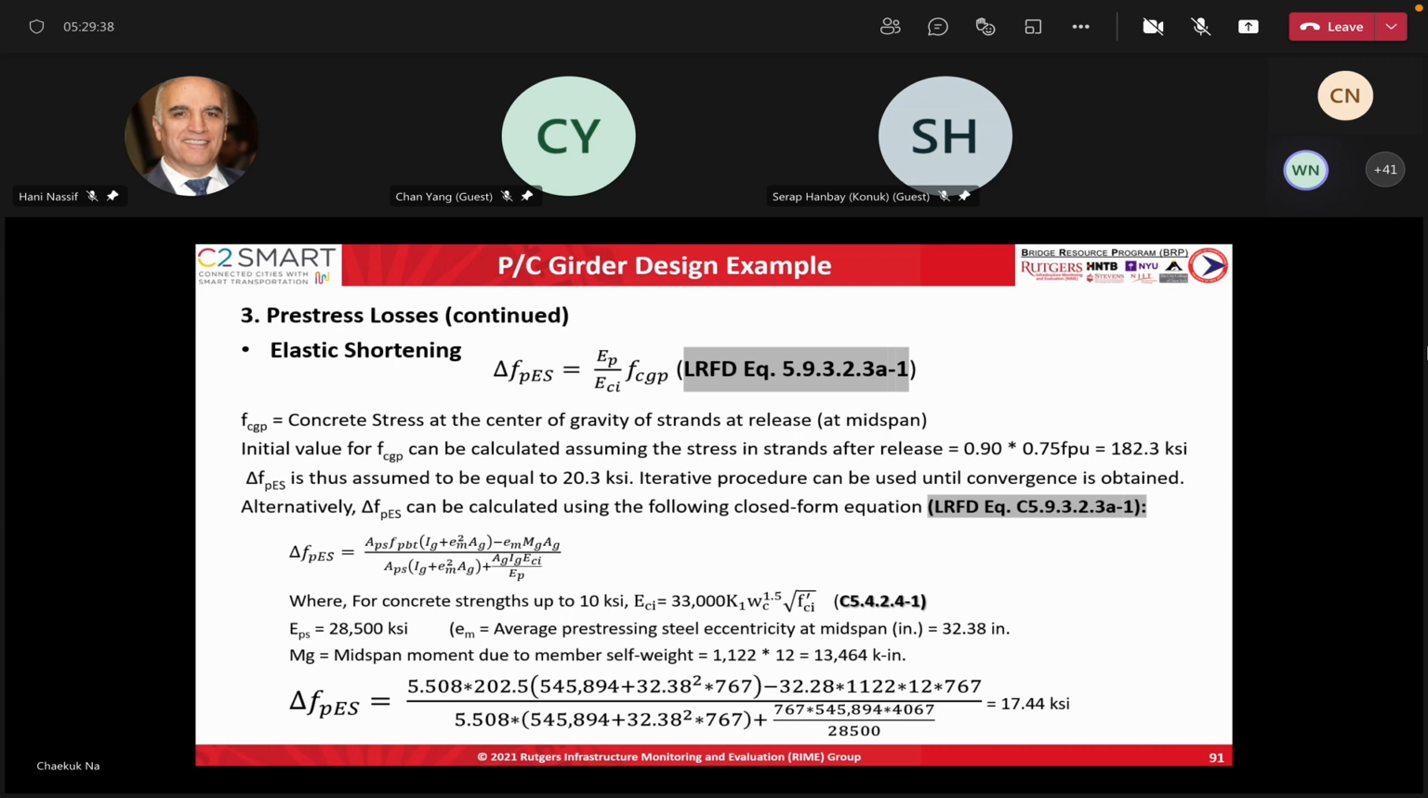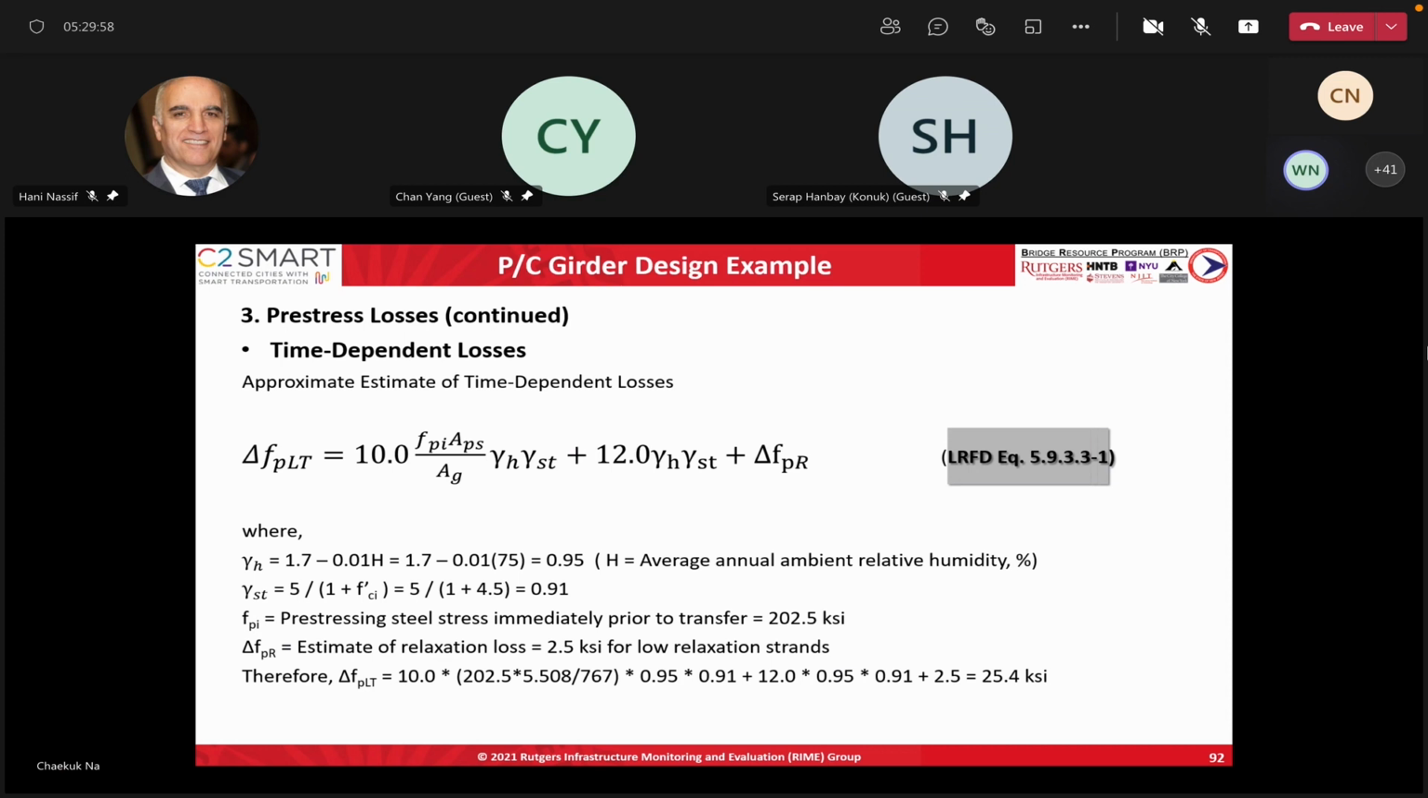Now, ECI is computed from FCI, from the concrete strength, using this formula. Now, for concrete strength more than 10 KSI, there is another equation presented by AASHTO. We don't need it here because our strength is less than 10 KSI. Okay, so the next one is the time-dependent losses. As mentioned, it's the shrinkage losses, the first term, and the creep losses, the second term, and the relaxation losses.